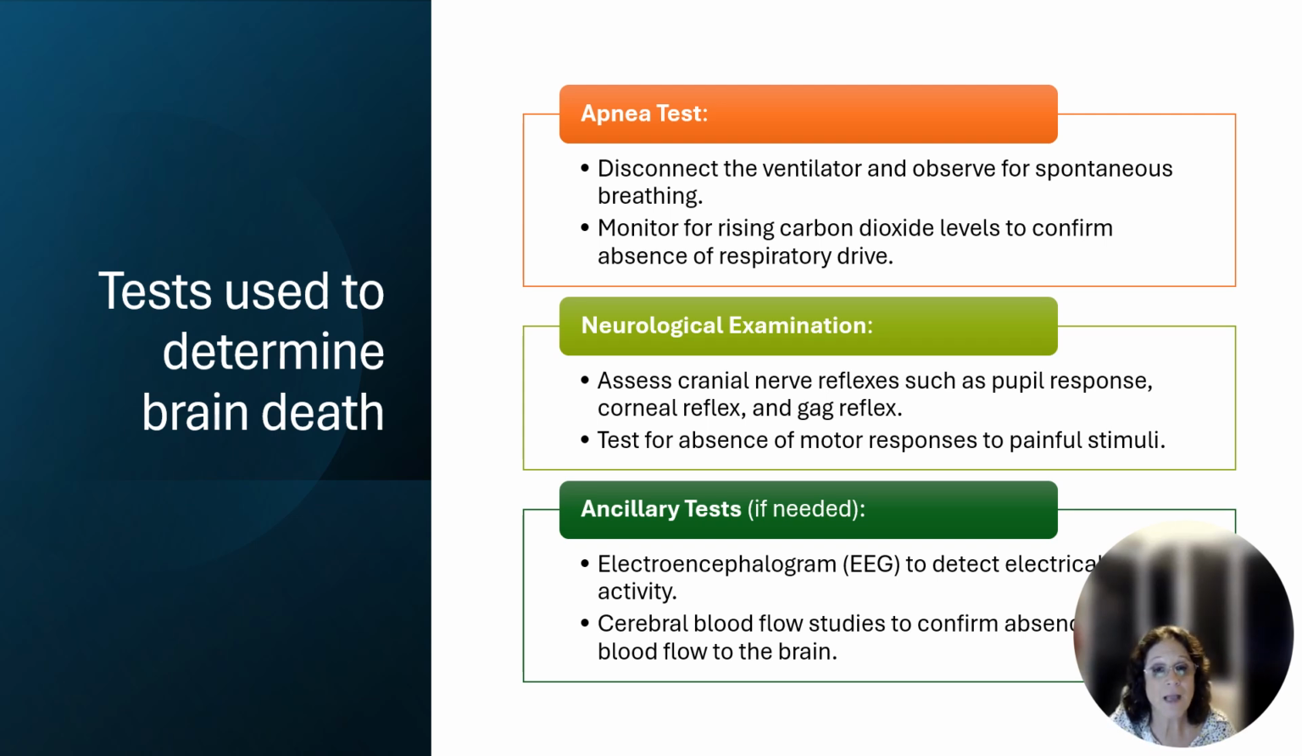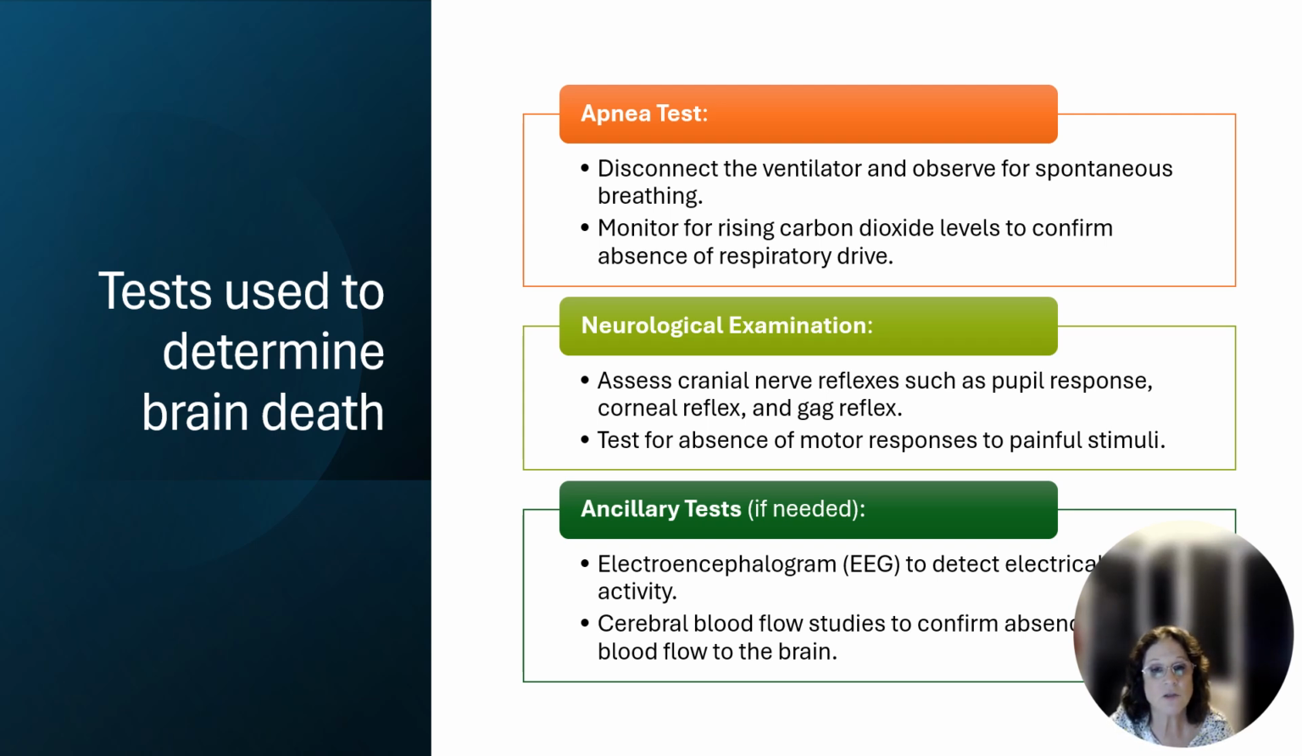We can do a neurological exam, and you're going to learn how to do this in your health assessment class. So you're going to assess for cranial nerve reflexes like pupil response, corneal reflex, gag reflex. You're going to be able to test for motor responses to painful stimuli, and you need to be able to do that so that you can determine whether or not somebody has any response. If they have a response, then they're not brain dead.